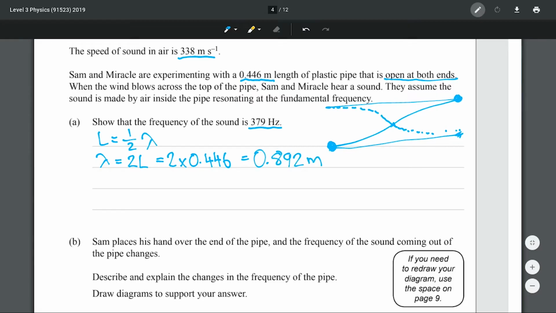To find our frequency, we need to use the relationship that the wave speed is equal to wavelength times frequency. Solving that for frequency gives us velocity divided by wavelength. Given that we know the velocity from up here, we can just put in our numbers, which gives me 378.923. Rounding that to 3 significant figures, which is what we're given in the question, gives us 379, and that's Hertz.